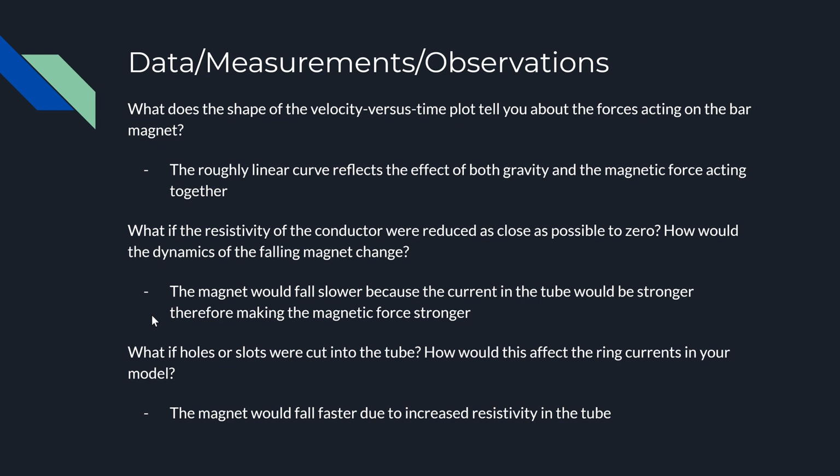If the resistivity of the conductor was close to zero, the magnet would fall slower because the current would be stronger, so the magnetic force would be stronger. And by the same logic, if there were holes in the tube, it would fall faster because there would be more resistivity in the tube.